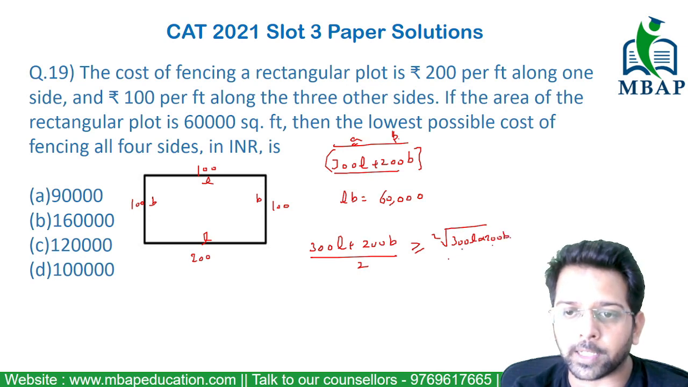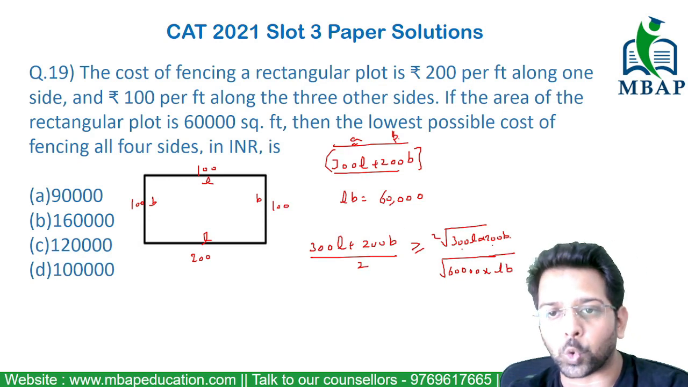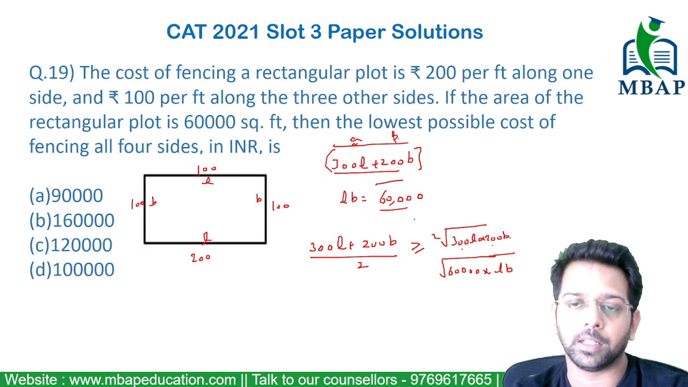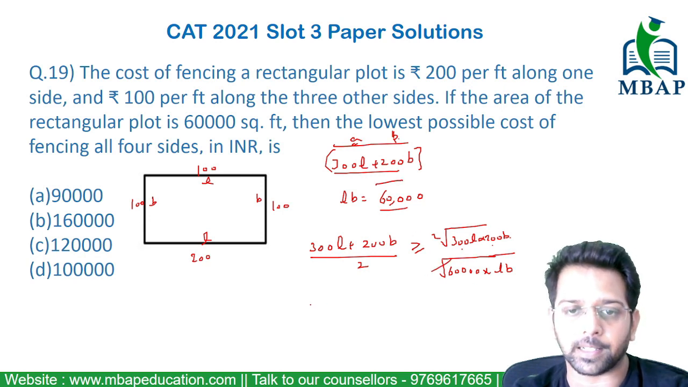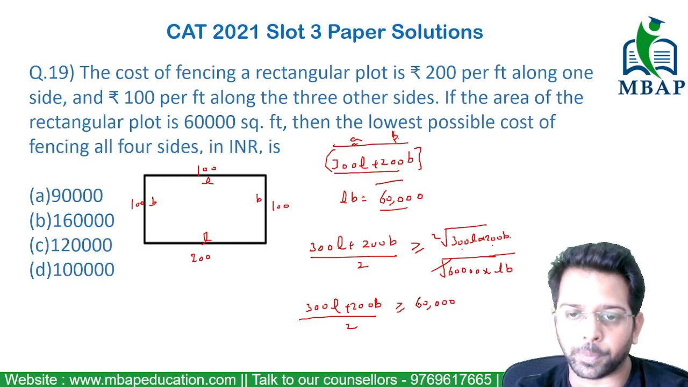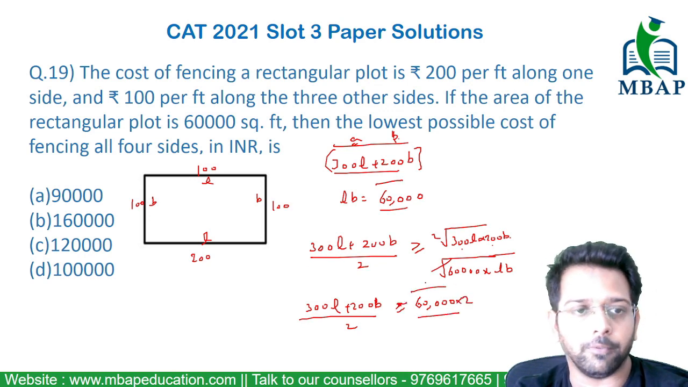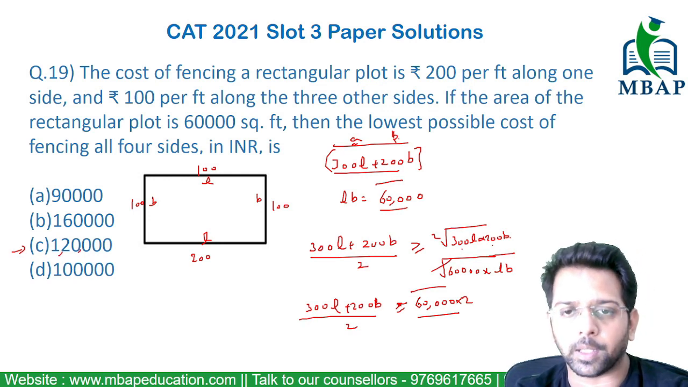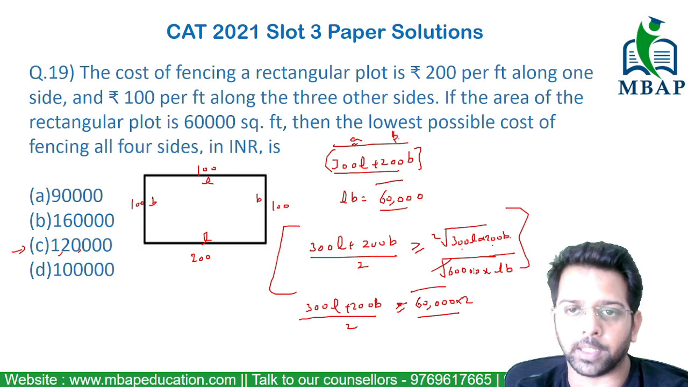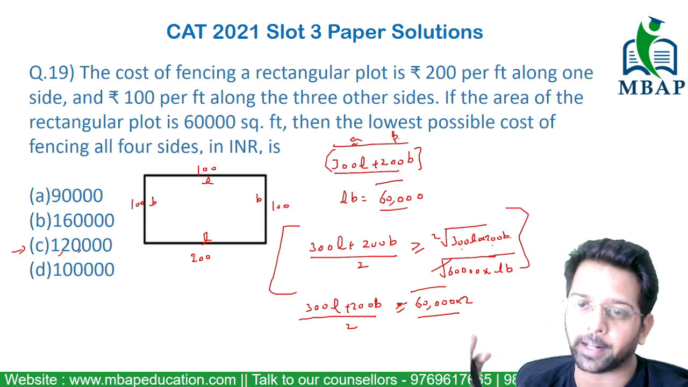Now 300 into 200 itself will be 60,000, multiplied by LB. Now LB itself is known to us. What is the value of LB? The value of LB is 60,000 itself. So the square root will get cancelled. 300L plus 200B divided by 2 will be more than or equal to 60,000 itself. Which means the lowest cost will be equal to 60,000 into 2, which is 1,20,000. Easy question. You have solved it well. The only logic which you need to derive is this part, otherwise all the other parts would have been slightly easy for you to understand and crack.